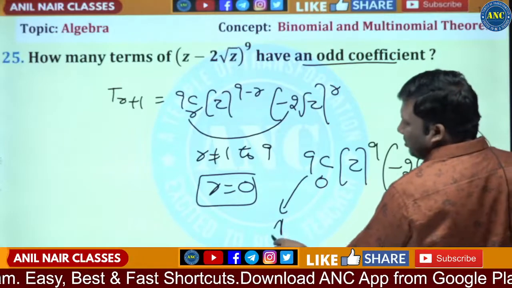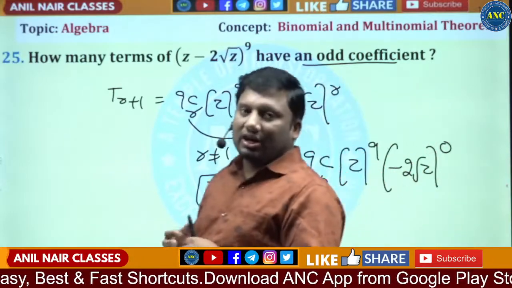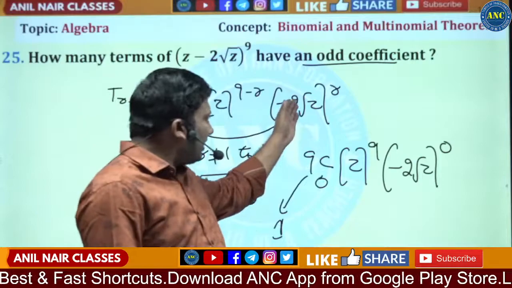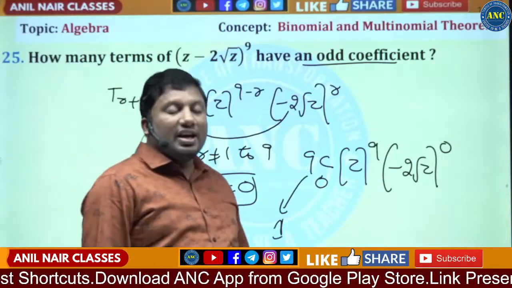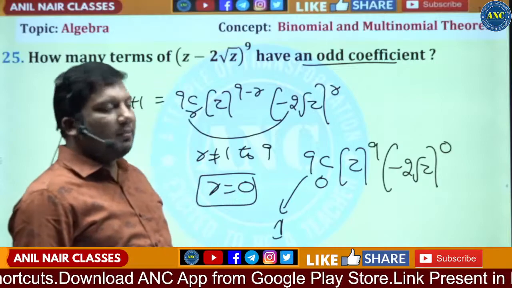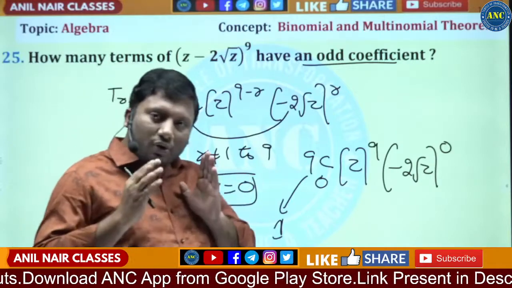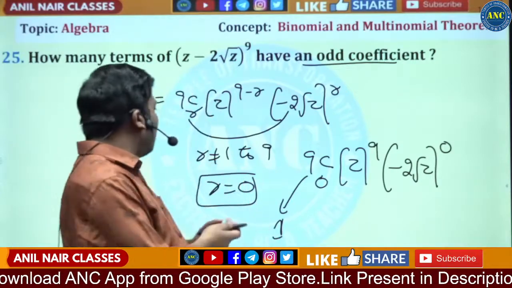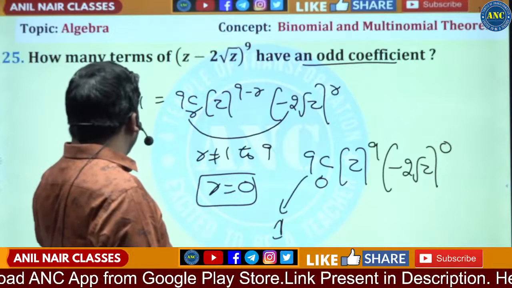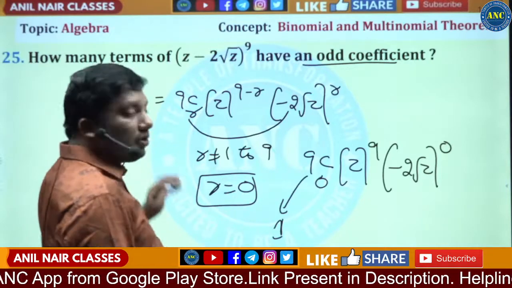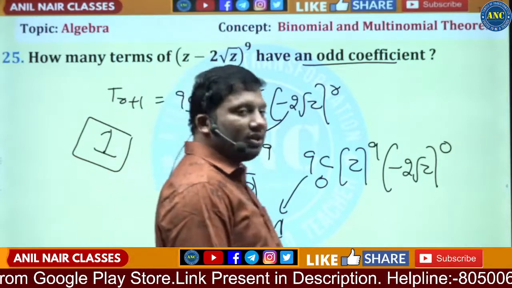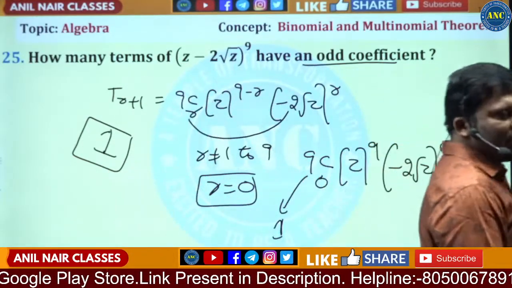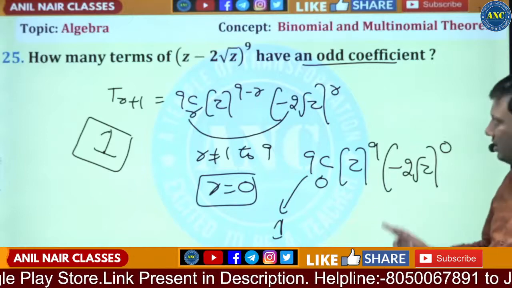If I take r = 0, 9C0 into z^9, 9C0 is 1. 9C1 is odd, but here I will get 2 to the power something. 2 into any number, I will get an even coefficient. I hope the idea is clear. So what is the answer? There is only one term which has got an odd coefficient, and that one term will be 9C0. I hope the idea is clear.